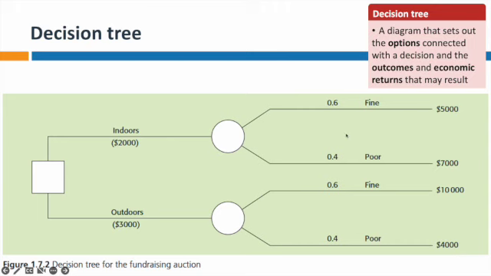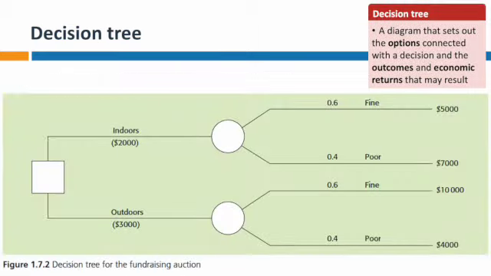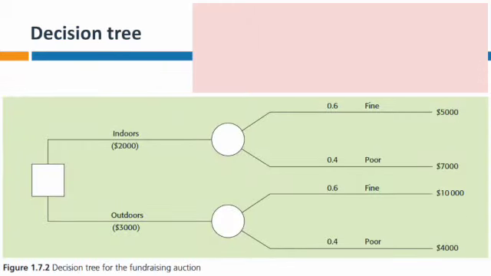So how do we use decision trees? It helps us compare the likely financial results from each option. And once we have the likely financial results of each option, the manager can actually pick the one with the minimum risk and the maximum return. Now, how do we do that? We need to actually know how the decision tree is constructed.